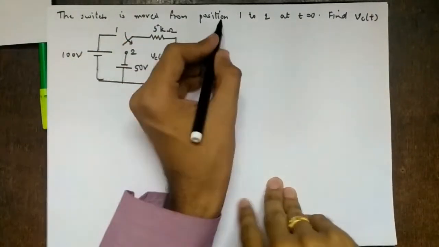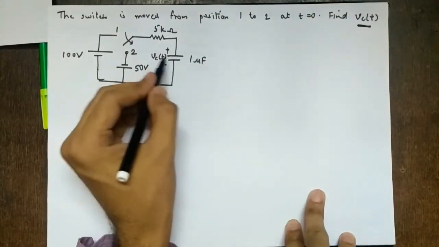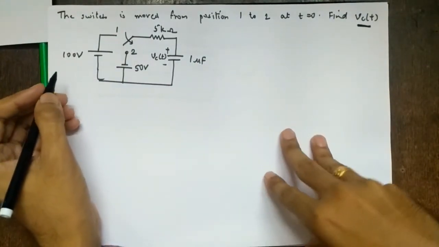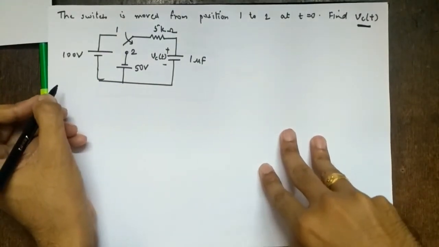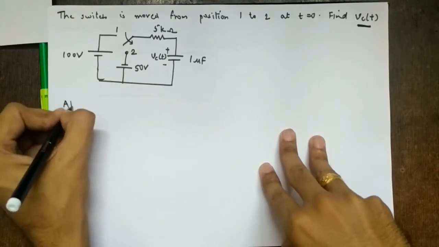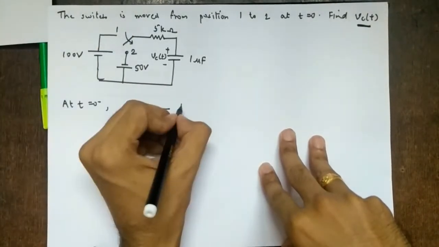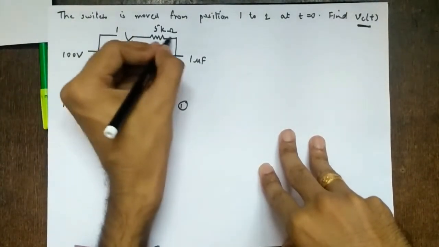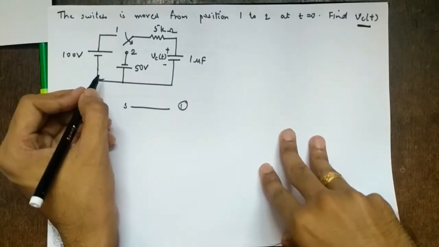The switch is moved from position 1 to 2 at t equal to 0. Find Vc of t. Because it is a capacitor, an RC circuit, usually Vc of t will be asked for RC circuits. In rare cases, they can ask for current also. Okay. So again, at t equal to 0 minus, the switch is at position 1. So this is the circuit. So what will happen?